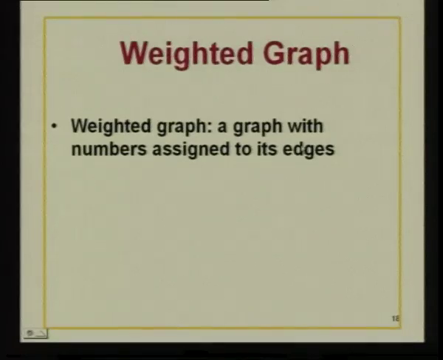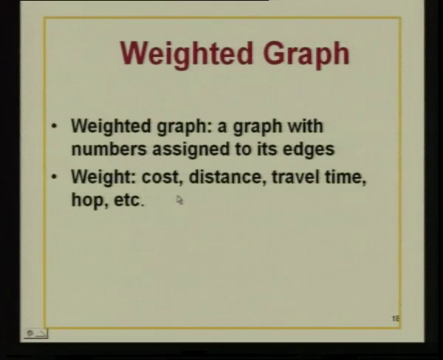Now let us go to what is called a weighted graph. A weighted graph is a graph with numbers assigned to its edges. What are these numbers representing? It could be cost, it could be distance, it could be travel time, it could be hops. This hop is very important when we talk about network applications, where you ask whether you can go from one node to another node without going through another node. So the number of hops from one node to the other and so on. So there are a lot of concepts that you can associate with the weights that you use for representing the edges.